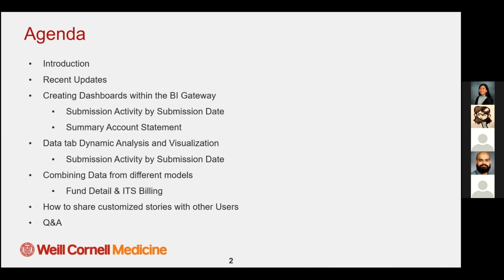All right, to the agenda. We'll go through some introductory features, like we just did. We'll look at some recent updates to the actual BI Gateway. We'll look at creating dashboards within the BI Gateway, looking at a couple of examples, submission activity by submission date, and summary account statement, which some of you might already be familiar with. So we'll look at some data tab and dynamic analysis and visualization, with the submission activity by submission date. And then finally, we'll be looking at combining all of those, combining disparate amounts of data from different models. And then we'll show you how to share all that to other users within the system.